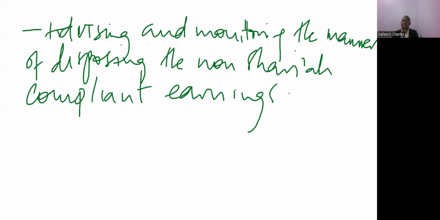How they dispose of it is for the supervisory council to look at: have they done the right thing? Because you may say we are disposing of the interest you've earned through extending loans by keeping the money somewhere in your secret deposit accounts. But they have to confirm that if you are saying you need to send the money to a charitable organization, those people are actually receiving the money. That's what we are calling advising and monitoring.